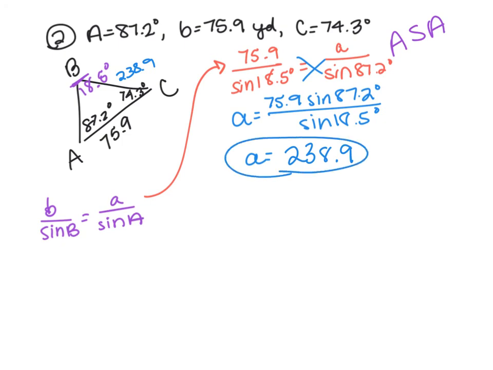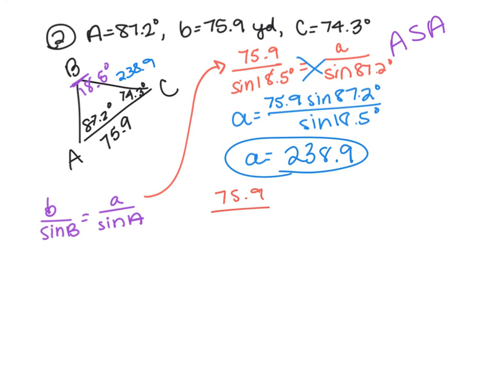That may seem like a big number, but if you reason with this, angle B was only 18.5 degrees, so really small angle. The side opposite was 75.9. Therefore, the side opposite at 87.2 degrees, about five times the measure, is going to be a lot bigger than that 75.9. So you can always look back at the triangle and reason smallest angle should be opposite smallest side, and so forth. Now we just need to solve for side c really quick.